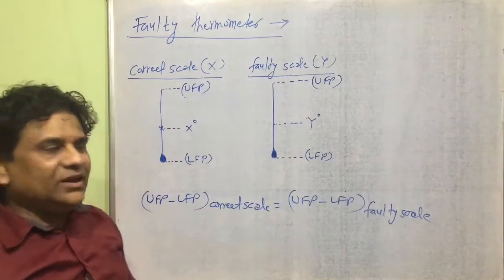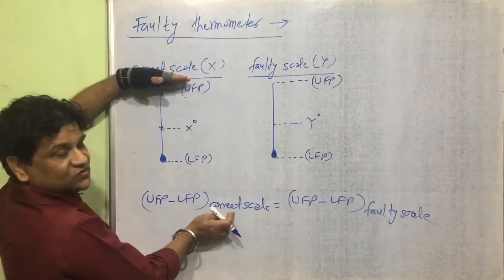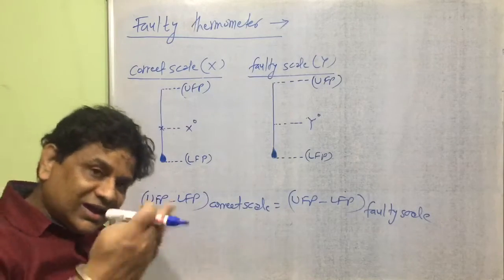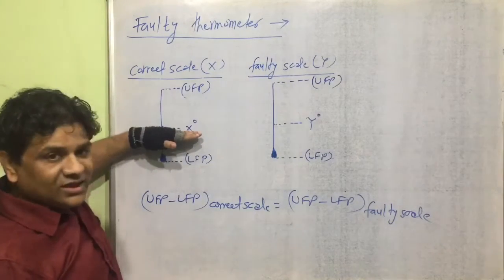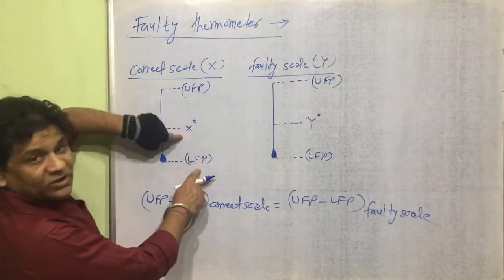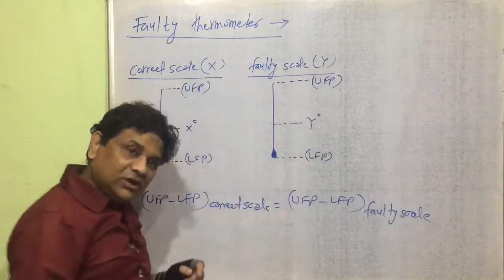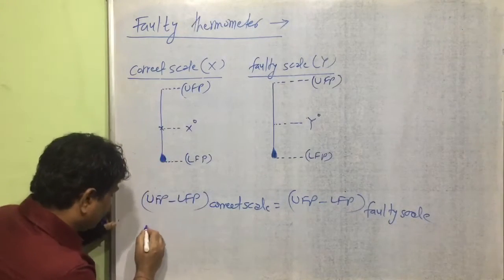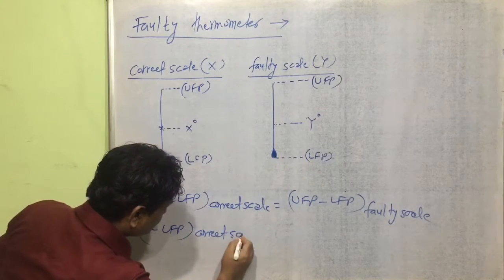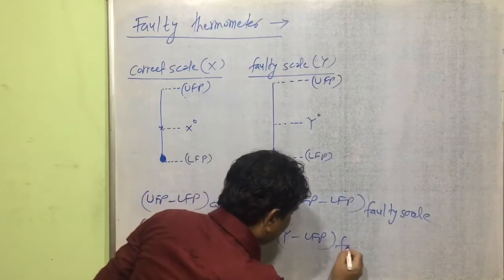So we are applying the concept from class for the same length. Upper minus lower fixed point on the correct scale is equal to upper minus lower fixed point on the faulty scale. Again, for the same length, here is reading X and here is reading Y. So X minus lower fixed point on the correct scale must be equal to Y minus lower fixed point on the faulty scale.